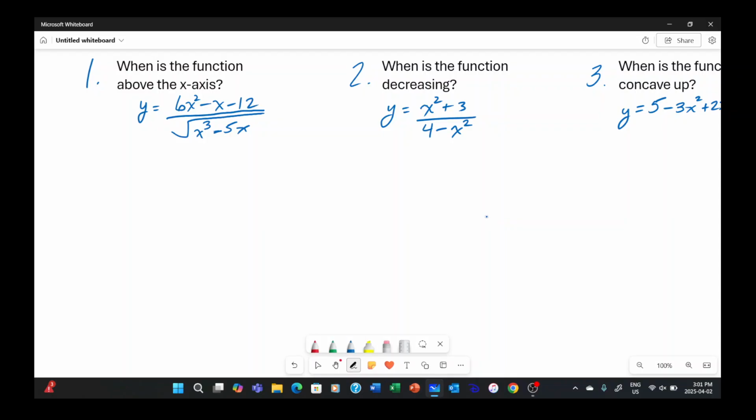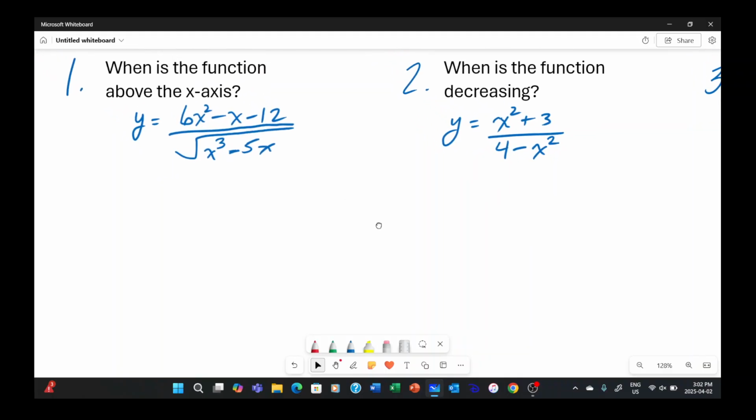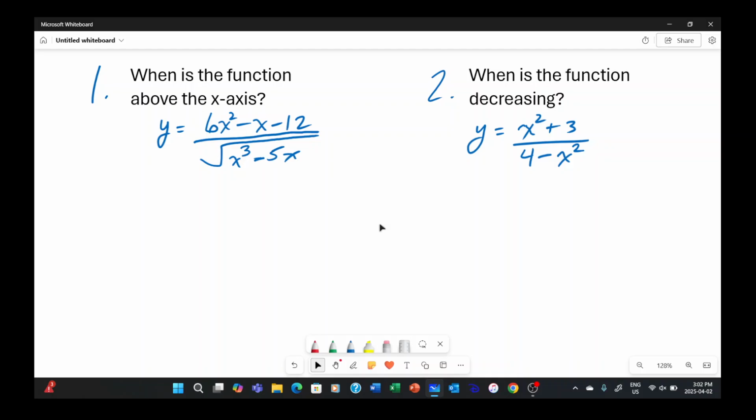Let's begin. First, number one here, we have: when is the function above the x-axis? So we're looking right here. I'm going to zoom out a bit so you can see. The first thing you're going to want to do in almost all of these situations is factor to see what you can see. In this case, we're talking about when the function is above the x-axis. So we're just going to be dealing with y here.